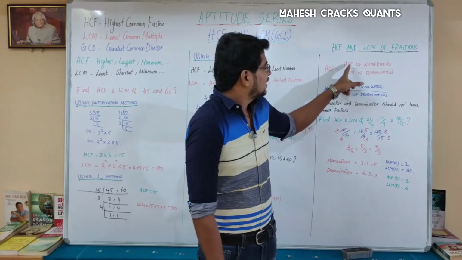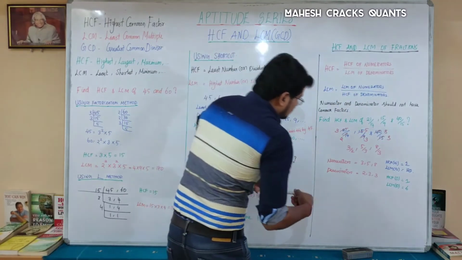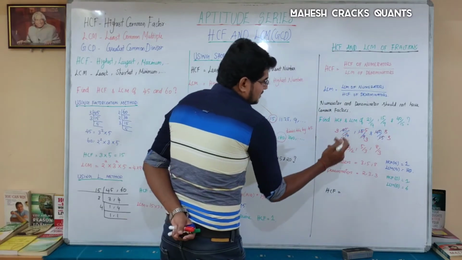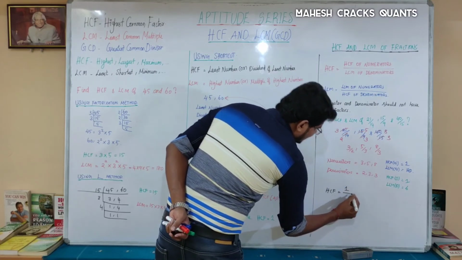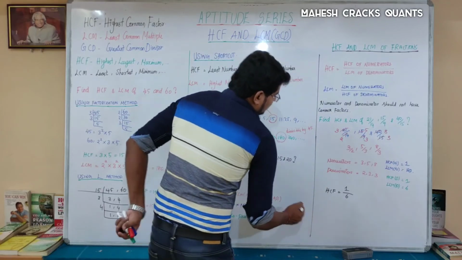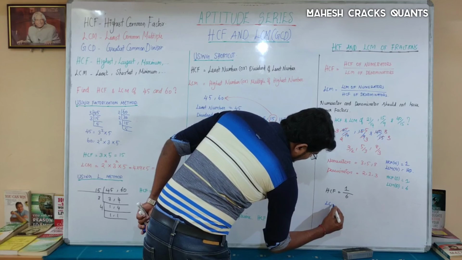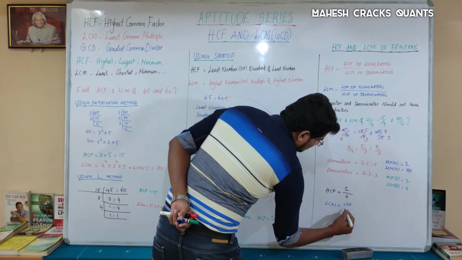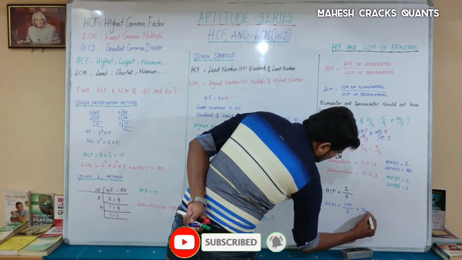Here, if the question is HCF, I solve HCF now. What is the HCF of the numerators? 1. What is the LCM of the denominators? 6. That's all. When it comes to LCM, what is the LCM of the numerators? 120. And the HCF of the denominators is 1. So your answer is 120.